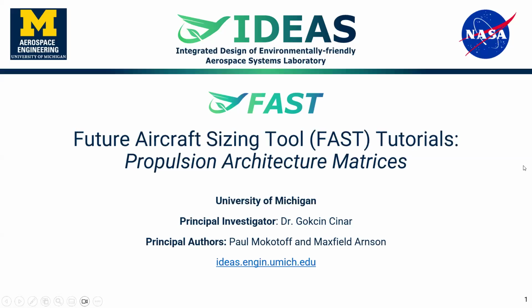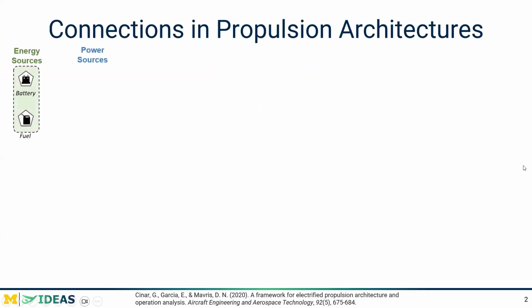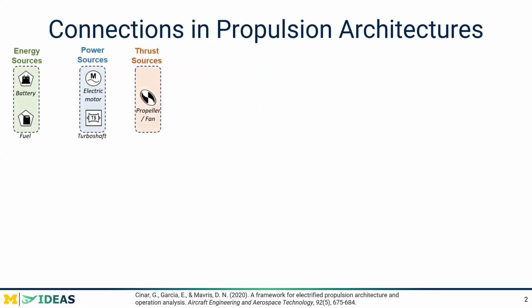So without any further ado, let's look at a propulsion architecture. In this example, we see that we have a battery and fuel, an electric motor and turboshaft engine, and a propeller or a fan. The first thing is that we need to group these components based on what they do. The battery and fuel are energy sources because they are providing energy to the system. So the battery and fuel are providing energy to ultimately turn the propeller or fan.